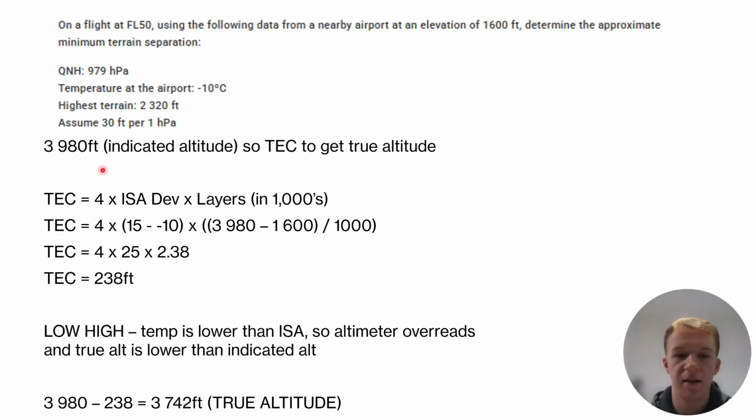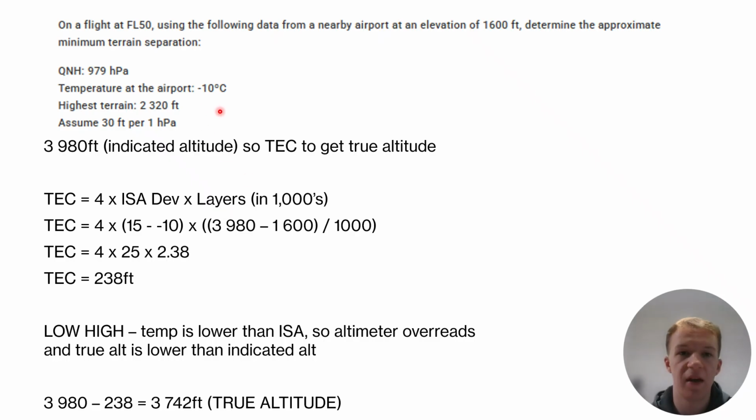Now we're going to use our indicated altitude, and we're going to minus from it the altitude at which the airport is, as that's where we measured all this data, so the temperature at the airport. Since we've measured the data at 1,600 feet, that's going to be the lower end of our layers. The upper end is going to be the altitude of the aircraft, and again we divide that by 1,000 to get it into layers. Again, just running through the calculations here, you can do it on the calculator as well, giving us a temperature error correction of 238 feet.